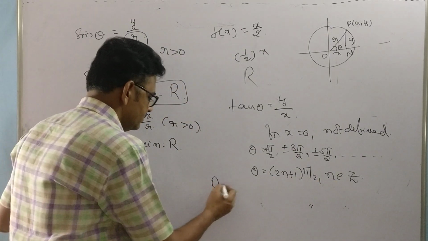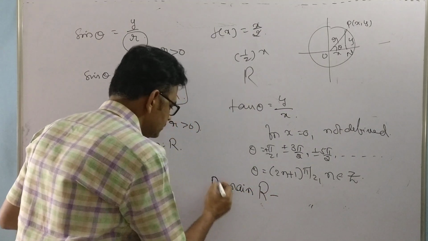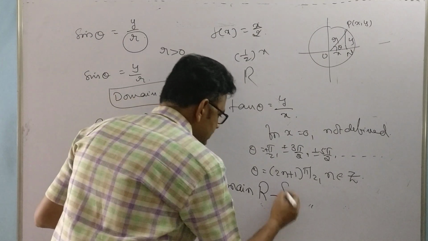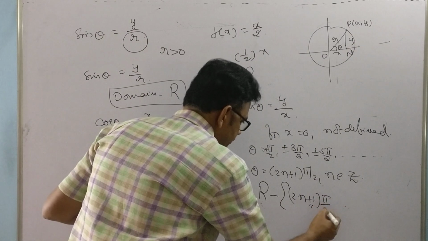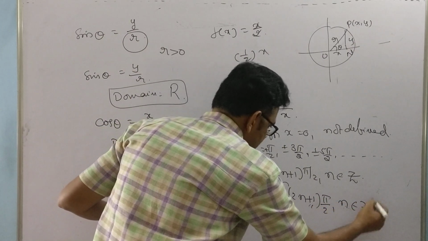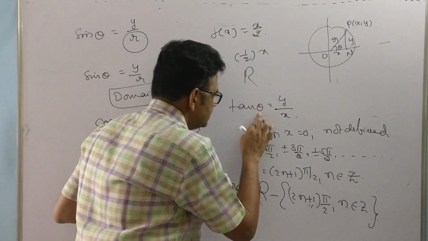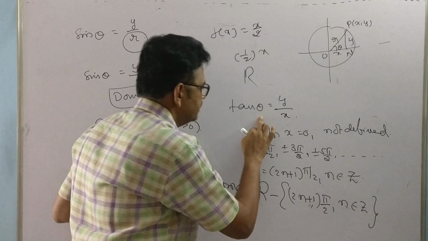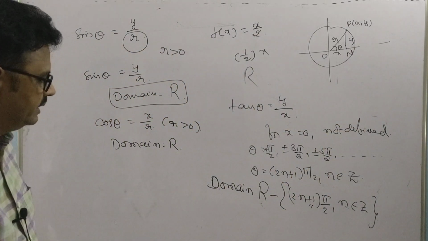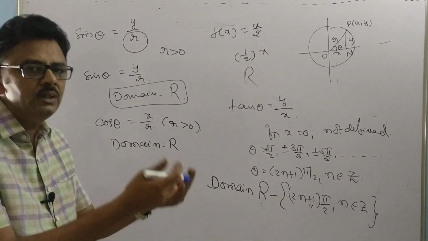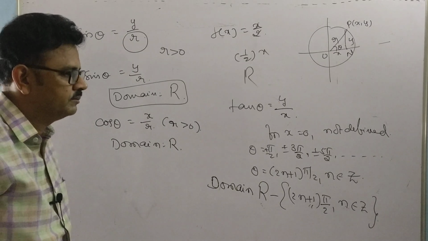Therefore, the domain of tan theta is the set of all real numbers except (2n plus 1) into pi by 2, where n belongs to Z. That is plus or minus pi by 2, plus or minus 3 pi by 2, 5 pi by 2, 7 pi by 2, 9 pi by 2, and so on. Odd multiples of pi by 2. The tan function is not defined there; it is defined excluding those points. So this is the domain of tan theta.